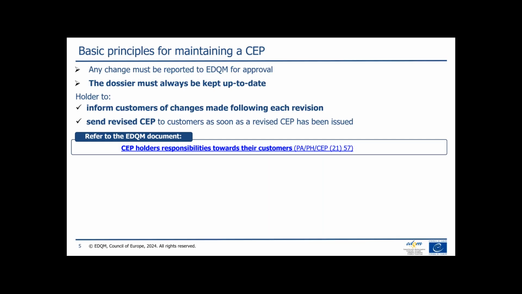So when the SEP is issued for the first time, this certificate covers the process that is described in the dossier. If any changes are made to the process or the process controls, this has to be submitted to EDQM, and this has to be assessed by EDQM assessors. The dossier has to be kept up to date. However, not only EDQM has to be notified about these changes, but the customers too. And there is a specific EDQM document that describes SEP holders' responsibilities toward their customers, which you can find if you follow this link on our website.